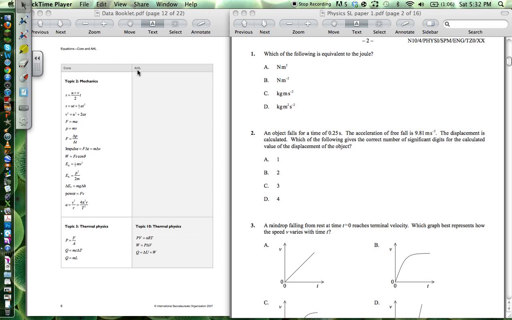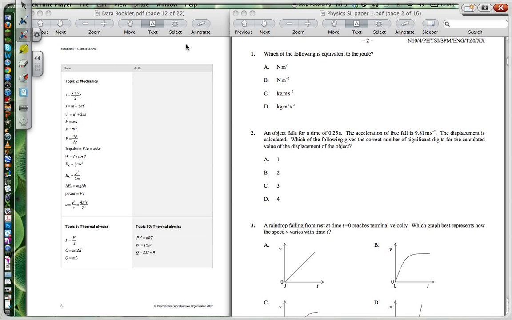So which of the following is equivalent to the joule? Now, hopefully you'll know that joule is your unit of work. So if we go to our data booklet, we've got work is equal to Fs, and hopefully you'll know that F is for force, which is a Newton, and S is for displacement, which is a meter.